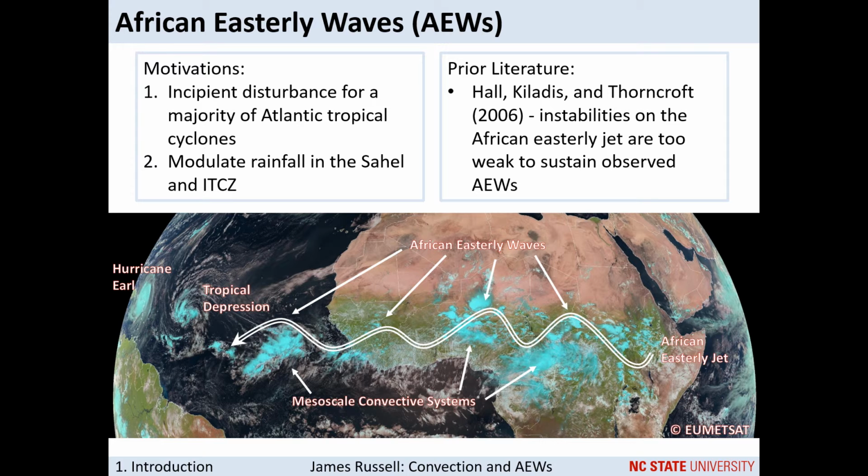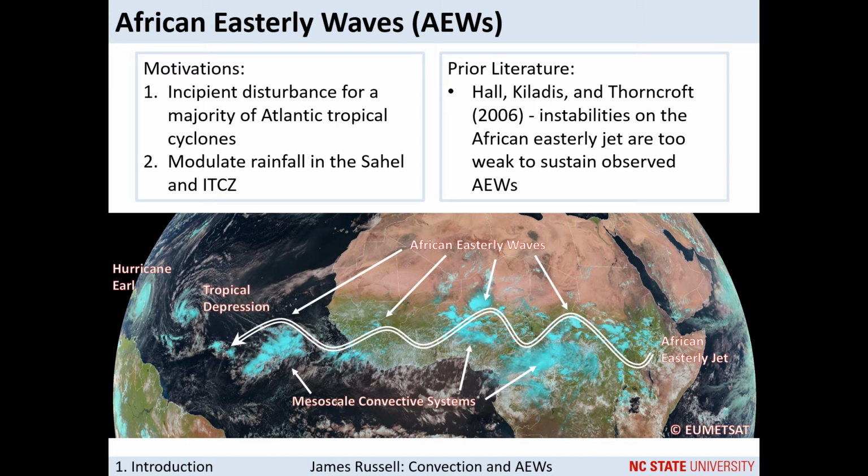They are important because they lead to a majority of tropical cyclones in the Atlantic basin, and also some in the Pacific, and also because they modulate rainfall in the Sahel, which is a highly populated region, and also in the ITCZ across the Atlantic and the Sahel.